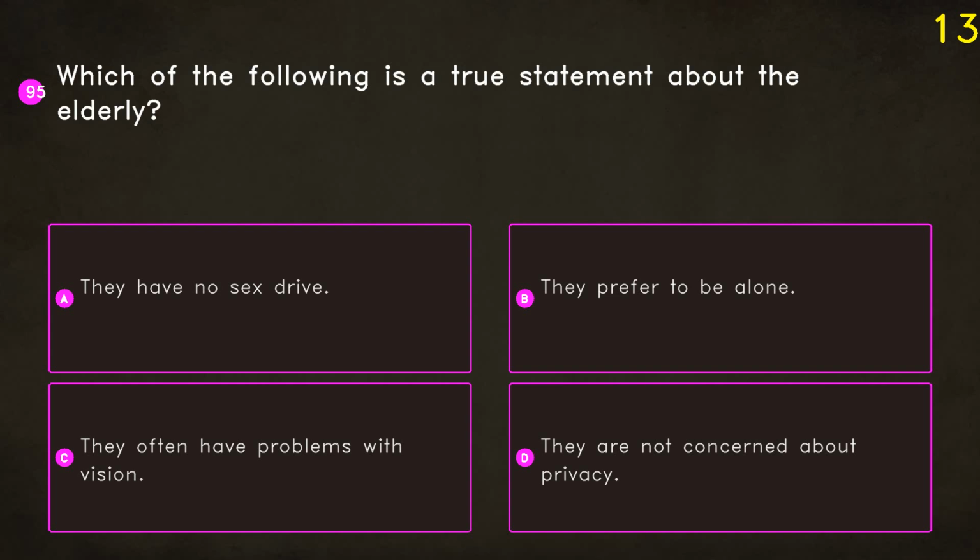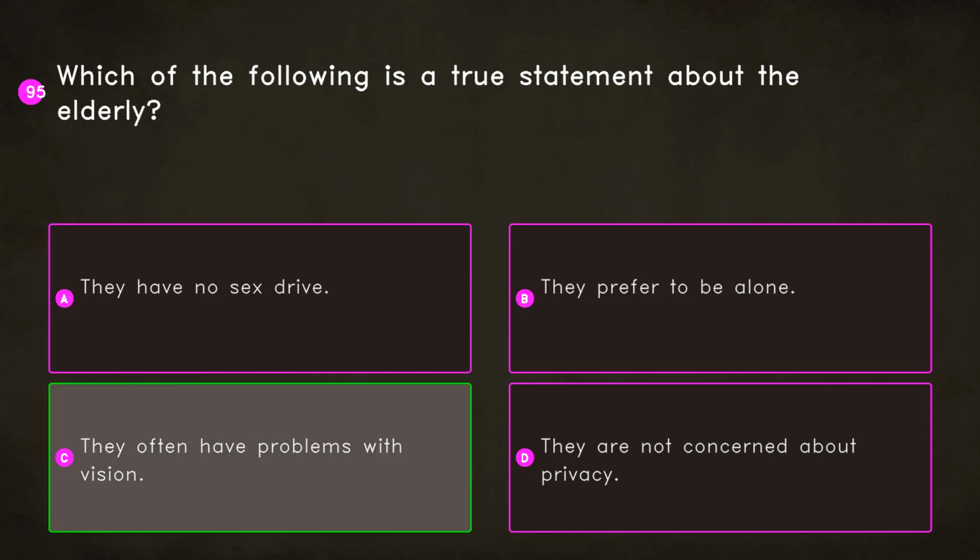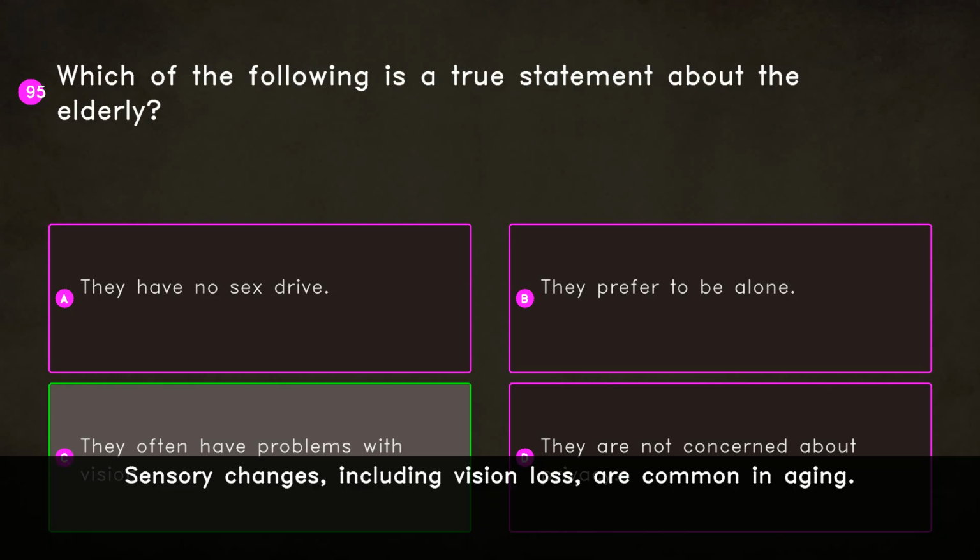Question 95. Which of the following is a true statement about the elderly? A. They have no sex drive. B. They prefer to be alone. C. They often have problems with vision. D. They are not concerned about privacy. The correct answer is they often have problems with vision. Sensory changes, including vision loss, are common in aging.